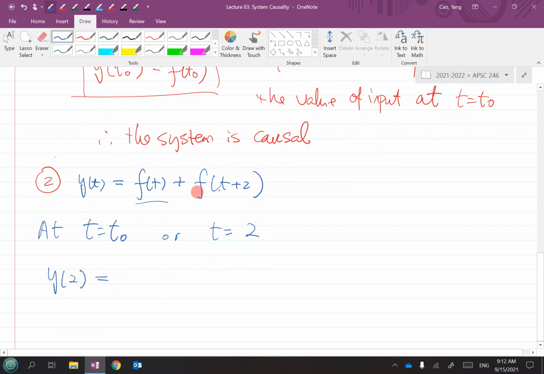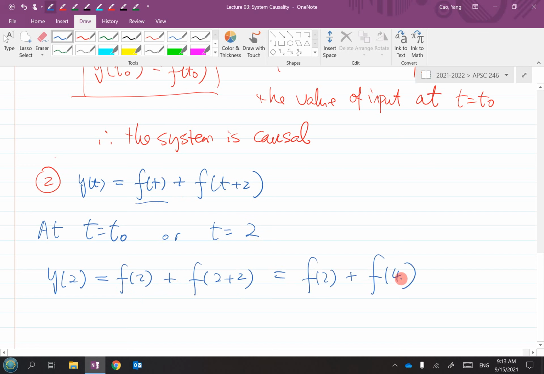So here's my system, right? According to the system, you have f of 2 plus f of 2 plus 2. So you see what I'm doing? I'm replacing all the t with the value of 2 here. Now you might wonder, and this is a very common question, what is f of t? I didn't give you f of t. As I mentioned, f of t could be anything, any time function. So you don't have to worry too much. But we're always comfortable with everything specified, right? Okay. So now I have the expression here, which is f of 2 plus f of 4.